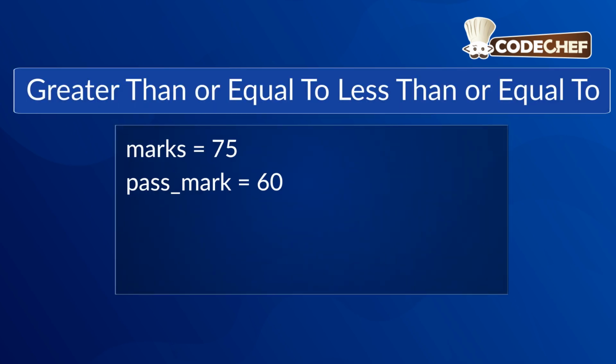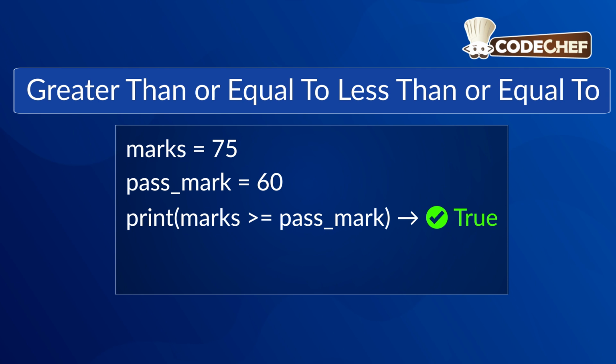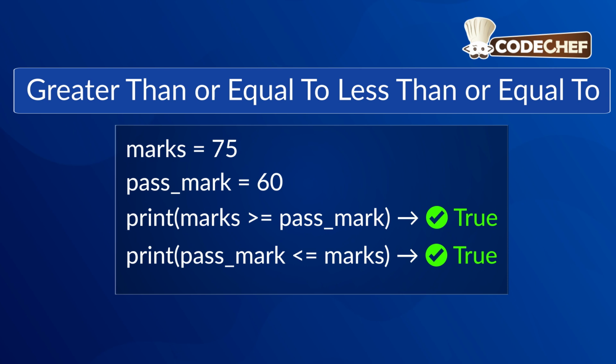In this example, we're checking if a student passed the exam. Mark scored 75, passing mark 60. Is 75 greater than or equal to 60? Yes, true. And if we check passing mark less than or equal to marks, that's also true. Both ways, Python confirms the student has passed.